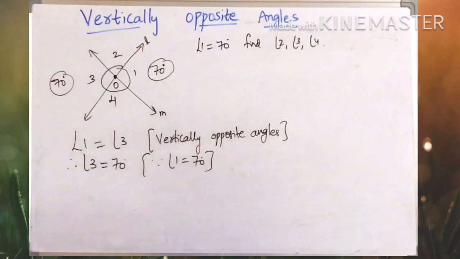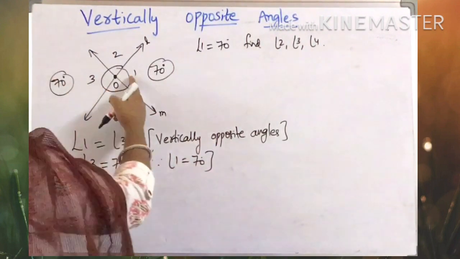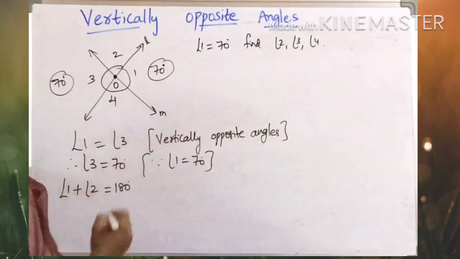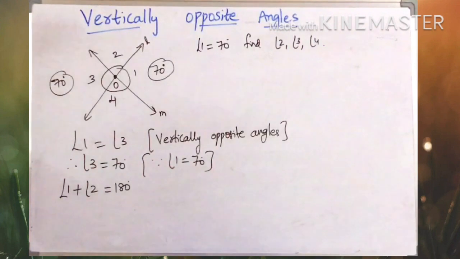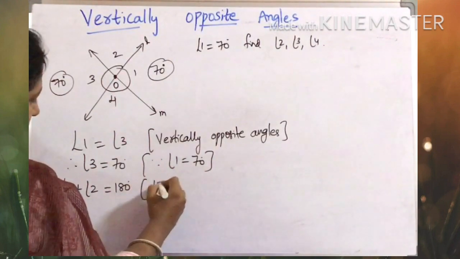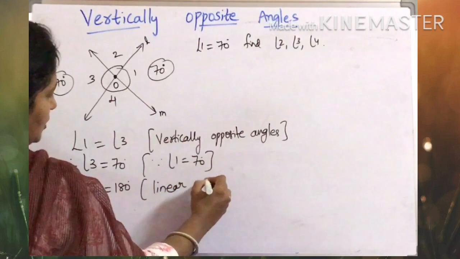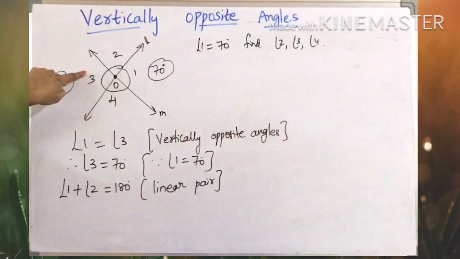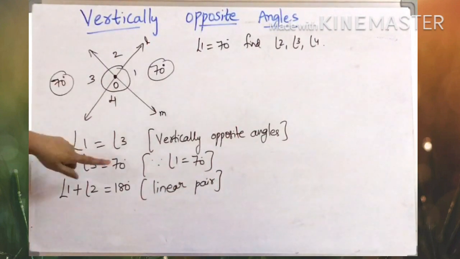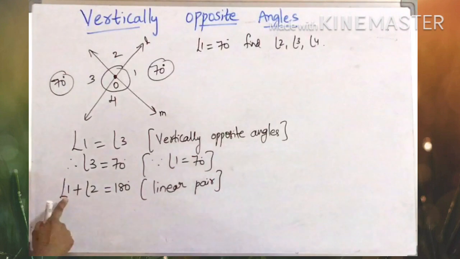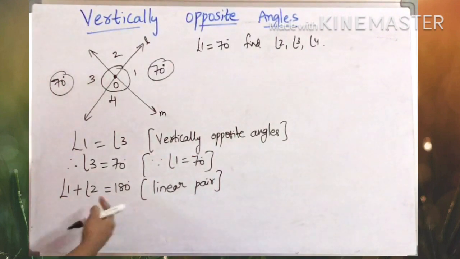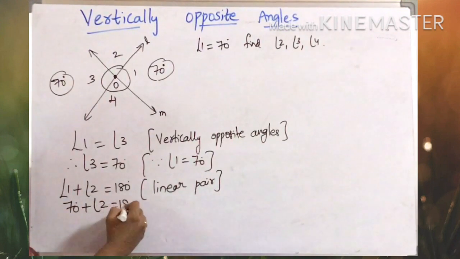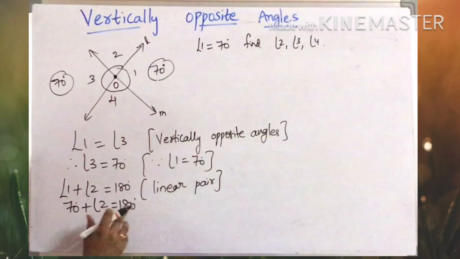Now here you can take angle 1 and 2 as a linear pair. What is a linear pair, children? A pair of adjacent angles whose sum is 180 degrees. So angle 1 plus angle 2 as a linear pair. It is not compulsory to take 1 and 2, children. Here you can take 1 and 4 also, or 2 and 3 also, 3 and 4 also. Anyway you take, you will get the same answer. Here angle 1 plus angle 2 equals 180. Now what is angle 1? 70 degrees. Plus angle 2, we need to find. So 70 plus angle 2 equals 180.